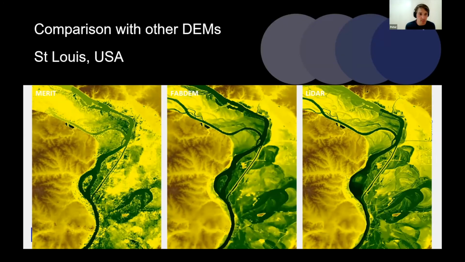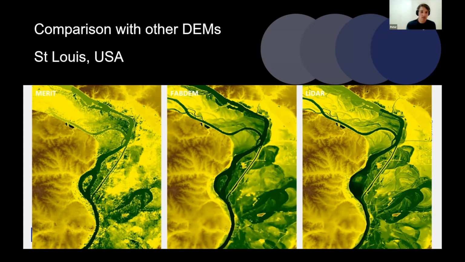And similarly, there's a similar example here, but in St. Louis in America. You can't really read the label, sorry, but the panels are the same. So MERIT's on the left, FabDEM's in the middle, and the LiDAR high quality terrain data is on the right.